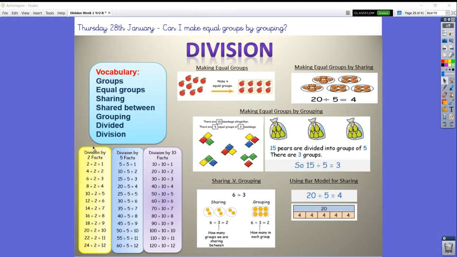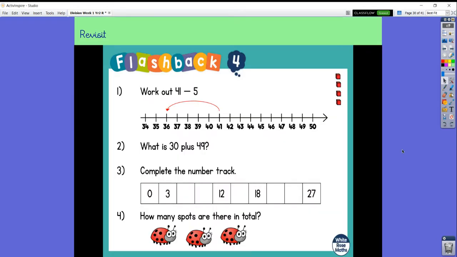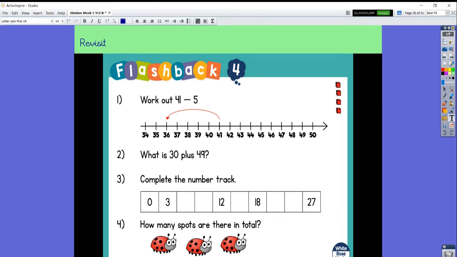We'll also be thinking about our division facts of sharing by 2, dividing by 3, and dividing by 10. So let's warm up our maths brains to start off with. Here are some quick questions for you to go through. Brilliant, well done for having a go at those. Let's just check through these.